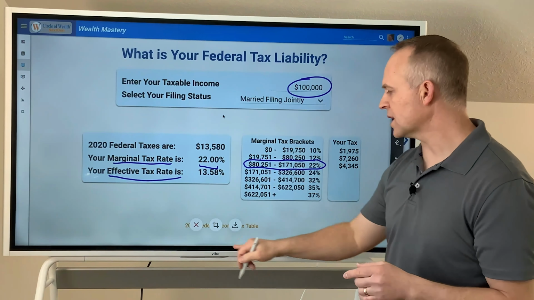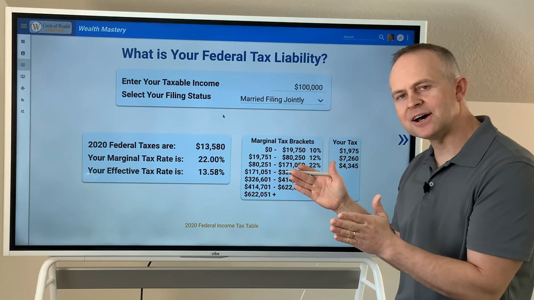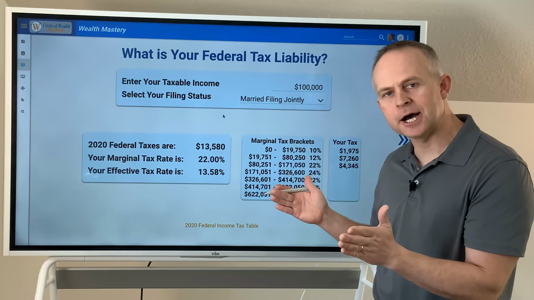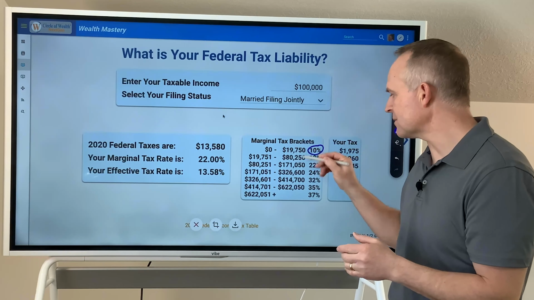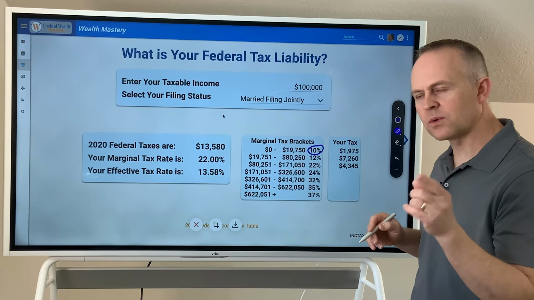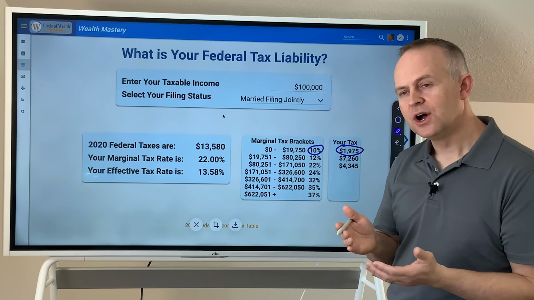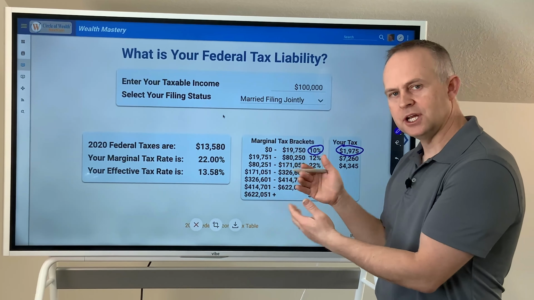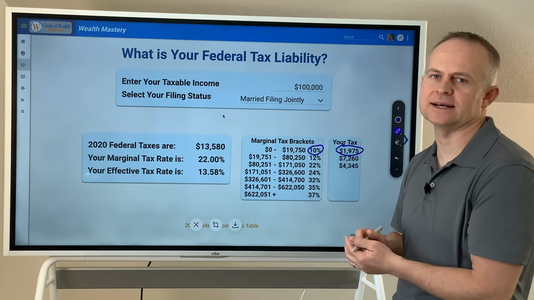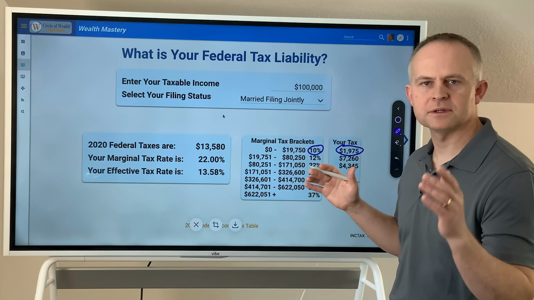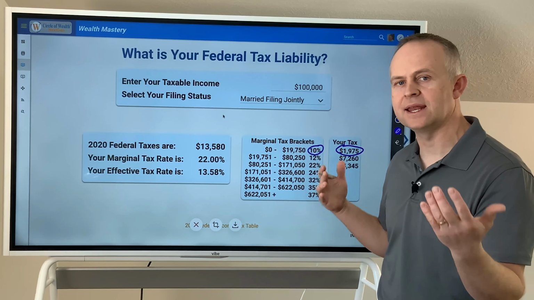And the way that works is that they actually take your first $19,750 of income and tax that much of your income at the 10% rate. Okay, so in other words, you're paying $1,975 in taxes on your first chunk of money, right? On the first amount of money that you make, up to $19,750 currently, which, like I said, these numbers might all be different by the time you're watching this video, but just to help you understand how this works.